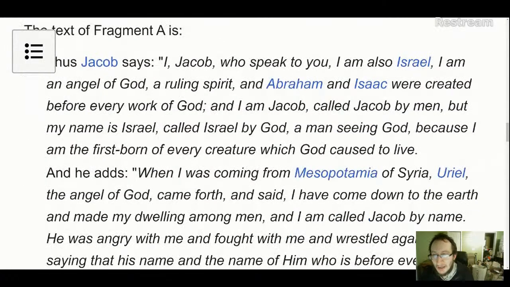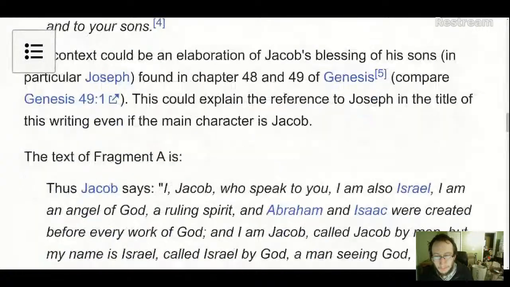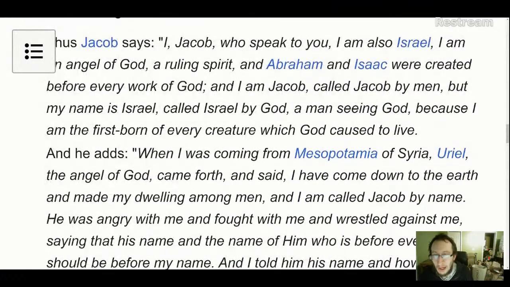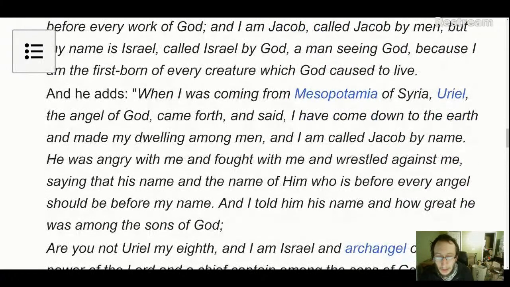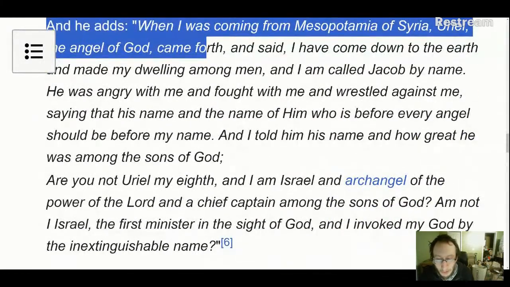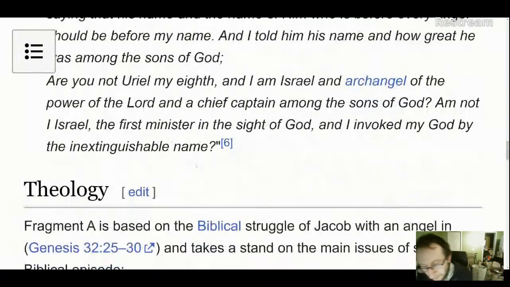Fragment A says, Jacob said, "I, Jacob, who speak to you, am also Israel. I am a messenger of God, a ruling spirit. Abraham and Isaac were created before every work of God." And it talks about him wrestling. It says that he wrestled with Uriel or Sariel. He wrestled with Sariel, the archangel.